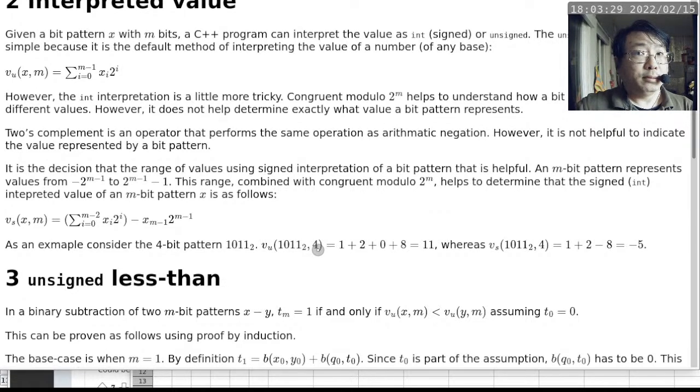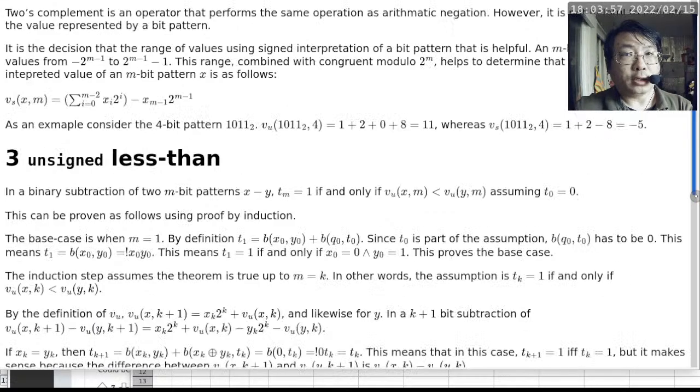All right, so any questions about how VU, or the unsigned value of a bit pattern, versus VS, the signed value of a bit pattern, are defined, or how they are computed? I'm not seeing any questions from the text channel. All right. Are we all good? Okay, excellent. Thank you for the confirmation.